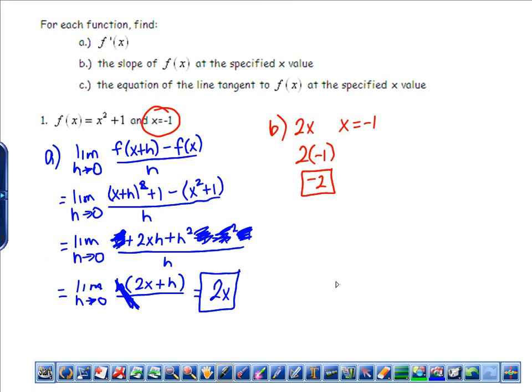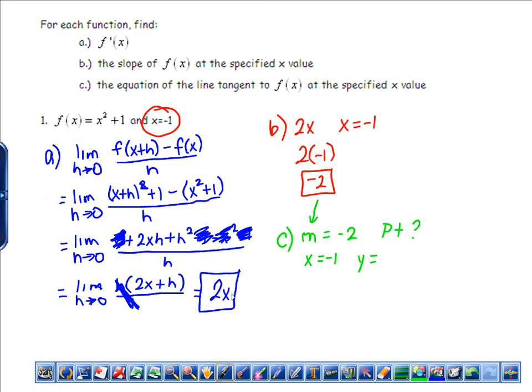So now we get to part C, which is going to ask us to write the equation of that tangent line. Okay, well, we have the slope. I want you to draw an arrow here. This is the slope. What else do you need to write an equation of a line? You need a point. Okay, well, we already have the x value of the point. The x value of the point is -1. What is the y value?